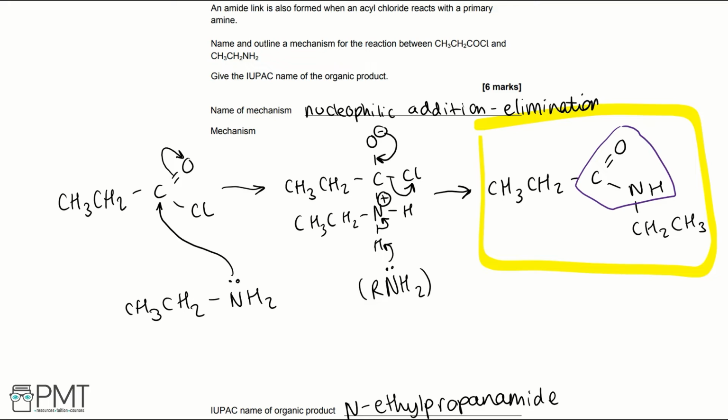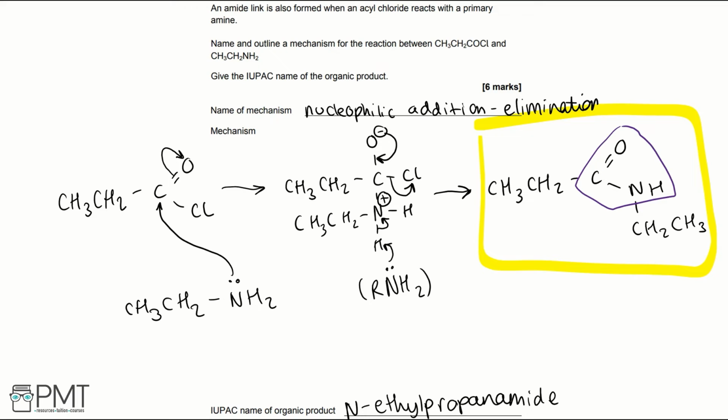To get the 6 marks for this question, you get 1 mark for the correct name of the mechanism. You get your 2nd mark for your primary amine attacking the carbon. You get your 3rd mark for the curly arrow from the carbon-oxygen double bond to the oxygen. You get your 4th mark for reforming the carbon-oxygen double bond. And then you get your 5th mark for your other 2 arrows in this stage.